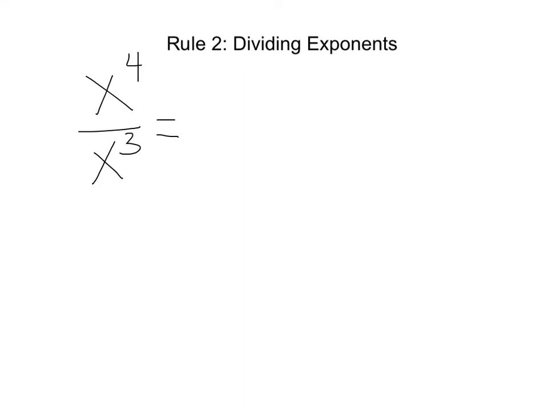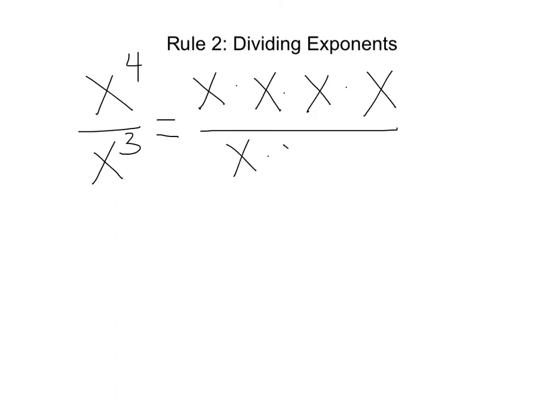First thing I'm going to do is write this in expanded form. So the numerator has x times x times x times x over x times x times x. All I did there was expand this so that I have the whole thing written together. Now, you know that if two things are the same, the numerator and the denominator, they can cancel each other out. So these two x's cancel out, these two x's cancel out, these two x's cancel out, and all we're left with is x.